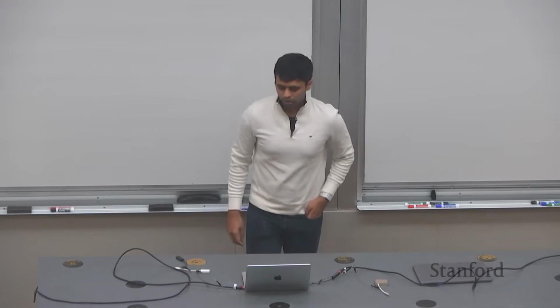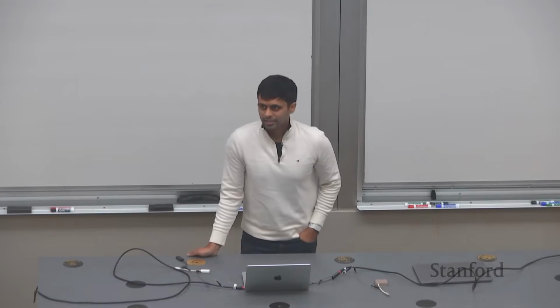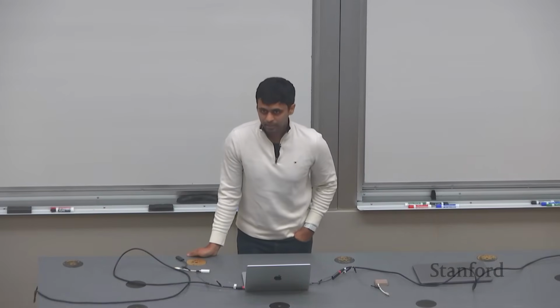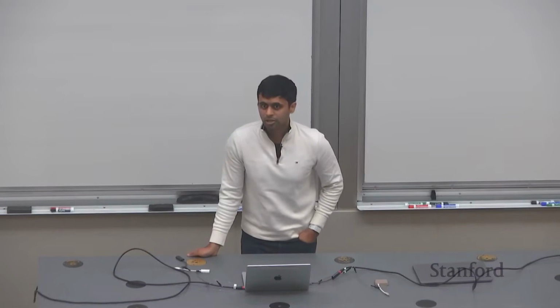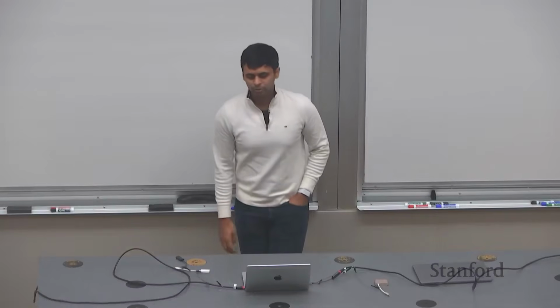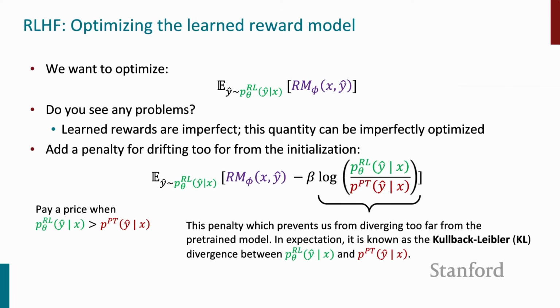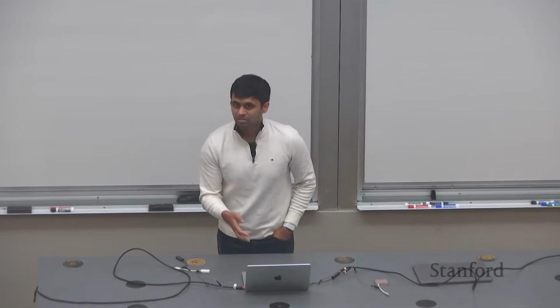The question is, what if P theta RL is less than P theta PT, wouldn't that encourage the model to go in those directions? It's good to know that the expectation is broken down here more explicitly, and a property of KL divergence is that it is always greater than or equal to 0. I leave it as an exercise for you to prove that, but the penalty is always positive.